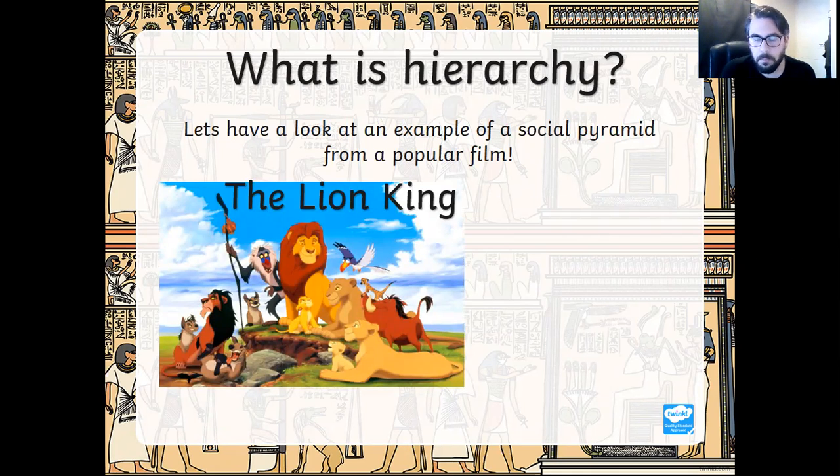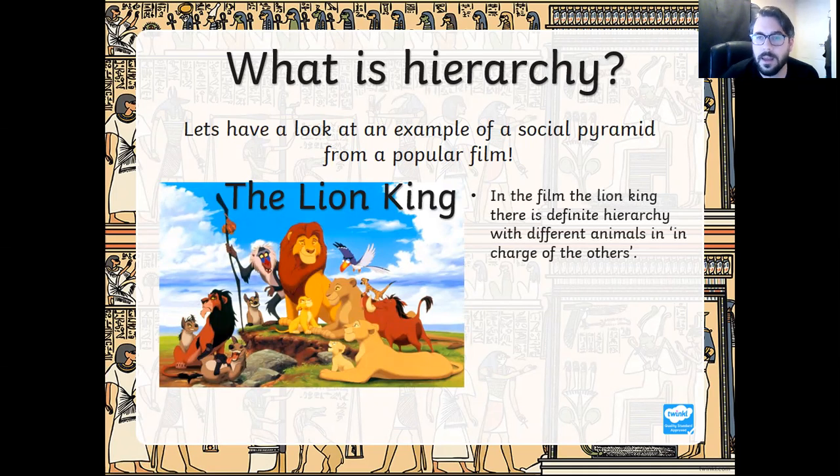I know many of you in my class have seen it. If you haven't, it's a fantastic film. It's one of my absolute favorites. And we're going to have a look at the hierarchy, the decision makers who are at the top and the people that have to live by the decisions at the bottom of The Lion King.